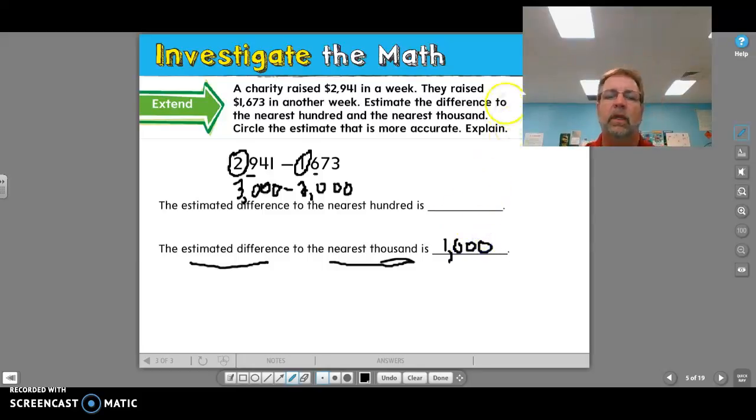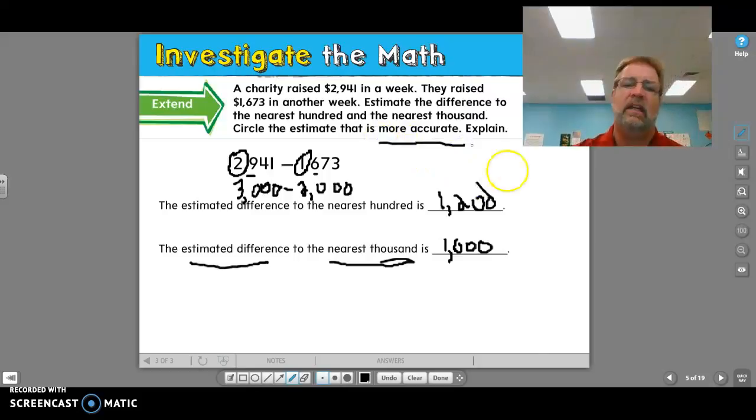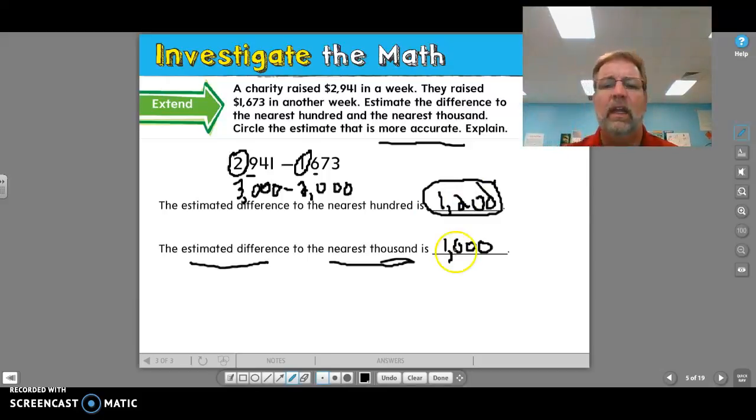Okay. Now, we knew that this one was 1,200, and we rounded that to the nearest hundred. Which one do you think is the more accurate, meaning closer to the exact answer? Think about that just for a second. If you said to the nearest hundred, absolutely. And the reason being is because hundreds are a smaller unit than thousands. So being a smaller unit, we can move it in and make it closer to the exact amount.